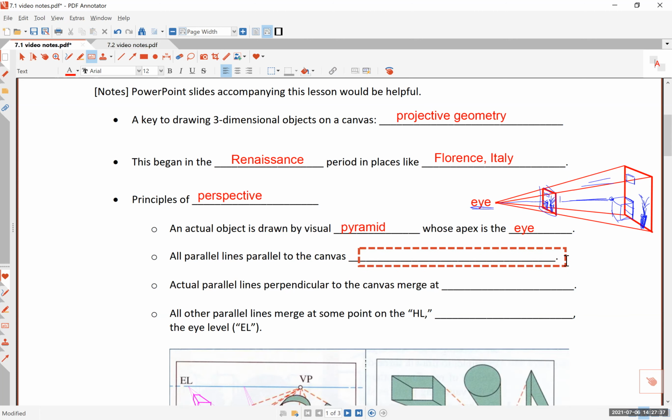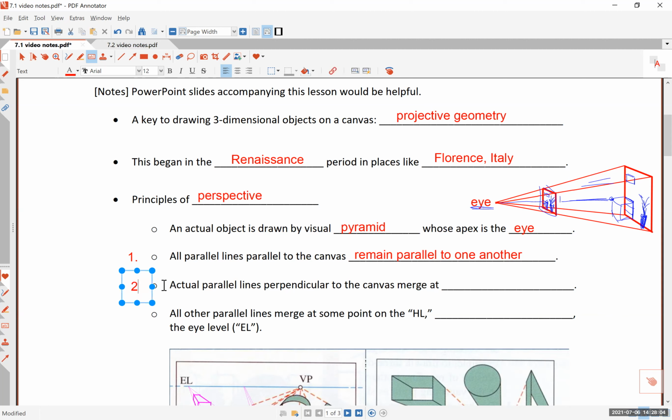All right, so here are the three perspective laws or principles, right? Principles of perspective. Number one, actually, I should number these, okay? Number one, all parallel lines parallel to the canvas remain parallel to one another, okay? And I will illustrate this point in just a minute. Let me give you the second and the third.